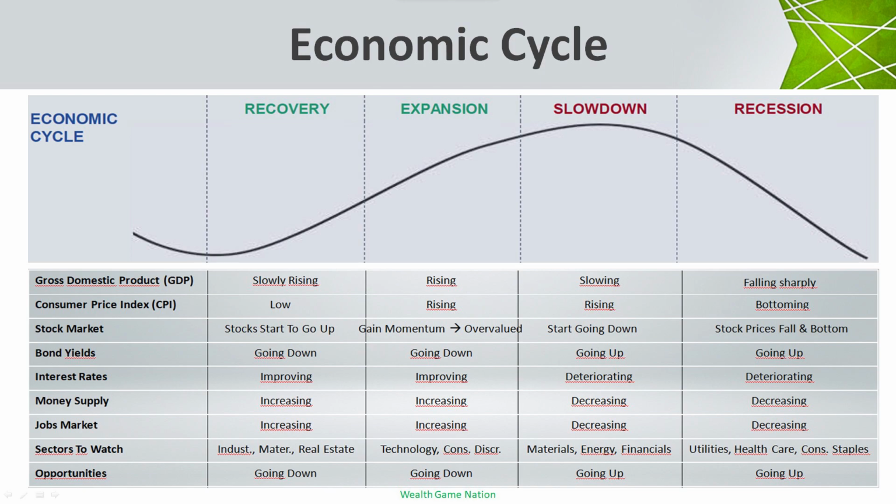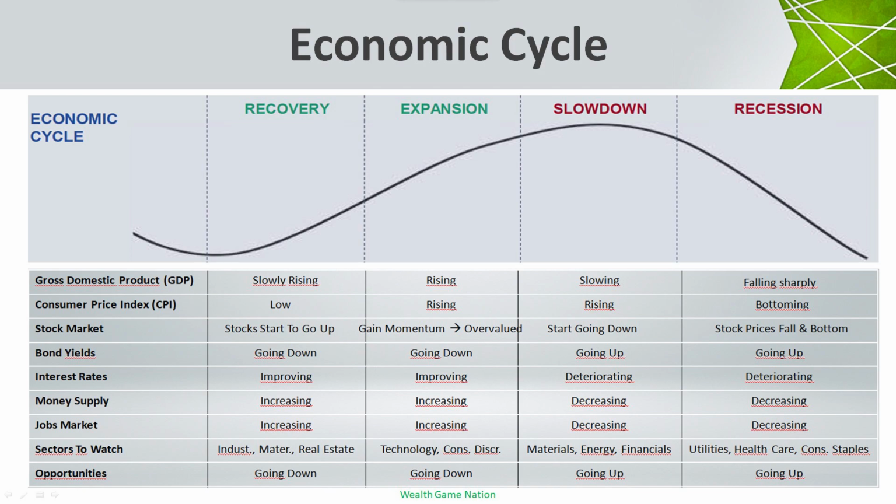Then we get to the slowdown phase. In this phase of the economic cycle, the gross domestic product starts going down. Inflation gets into high territory. The stock market starts going down. Bond yields start going up. The interest rates start to rise sharply because the Fed woke up and is trying to steer the Titanic away from the iceberg known as a recession and in some cases depression.